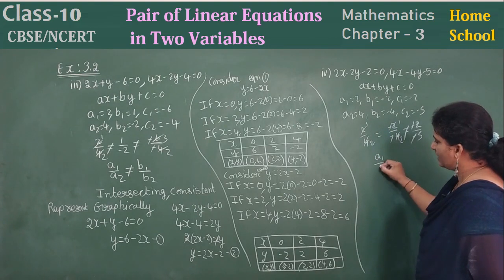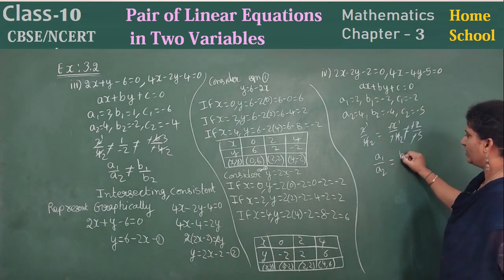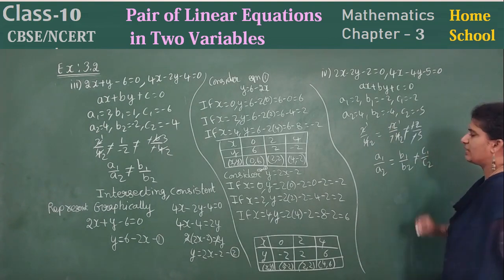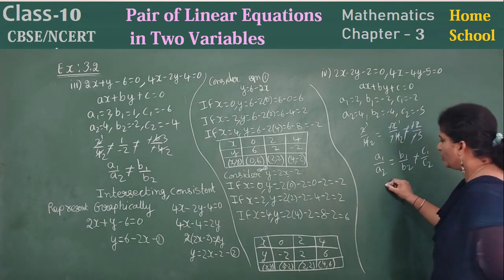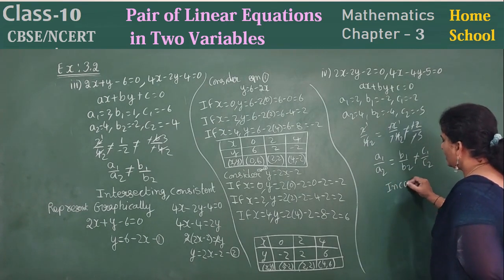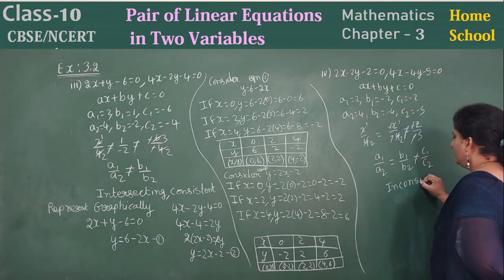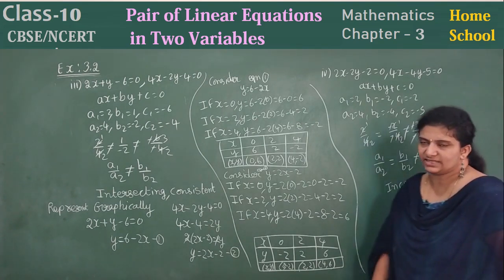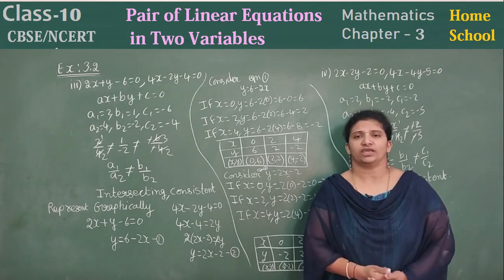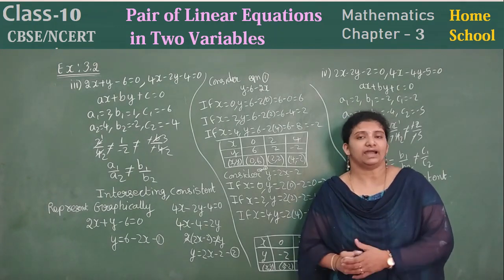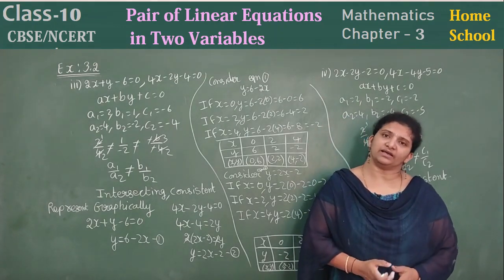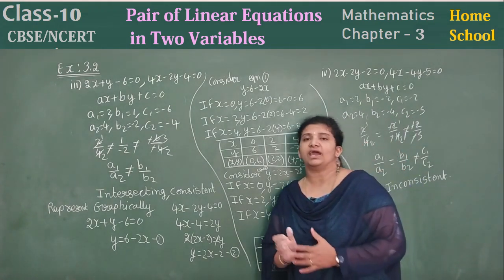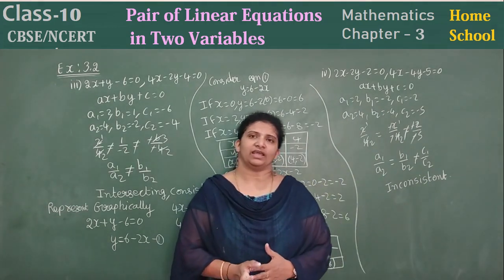So what you can see here? a1 by a2 equal to b1 by b2 is not equal to c1 by c2. Finally, what you can see, children? Therefore, the two lines are parallel and they have no solution. They are inconsistent. You can stop there itself, no need of showing in the graph. There is a condition, but actually if they are inconsistent also, you can draw in the graph. According to your main heading, if they are consistent, solve graphically is what is asked.